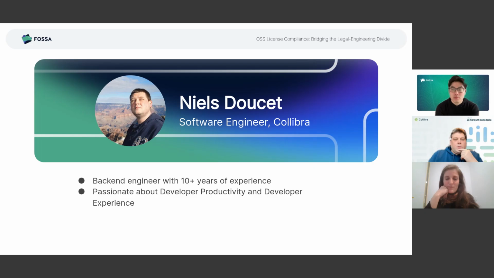function, where we try to reduce friction in all parts of the software development lifecycle, both on the processes side and the tooling side, which is where I came into contact with legal compliance, and which is why I'm here today. So thank you for having me.